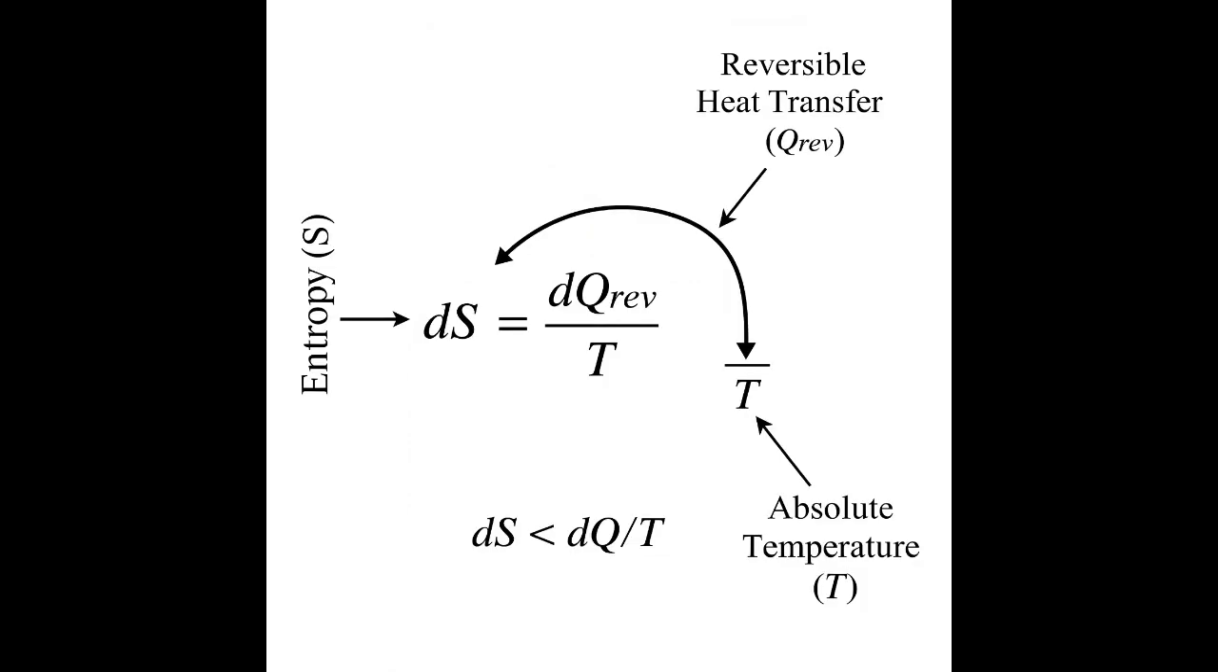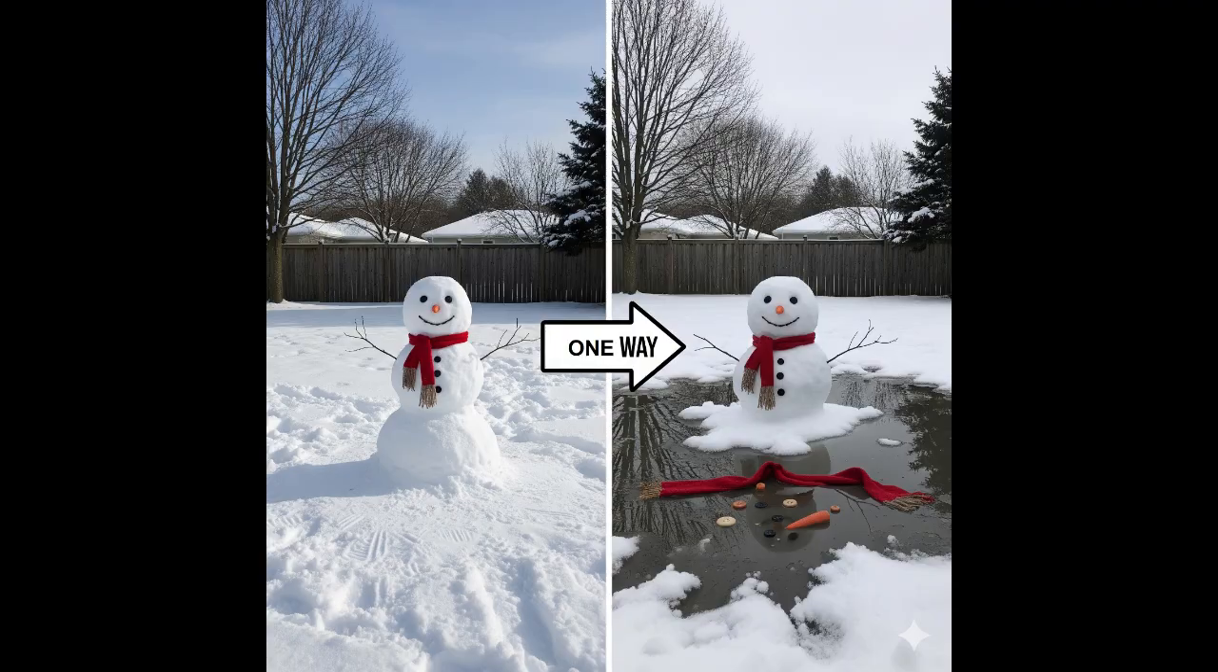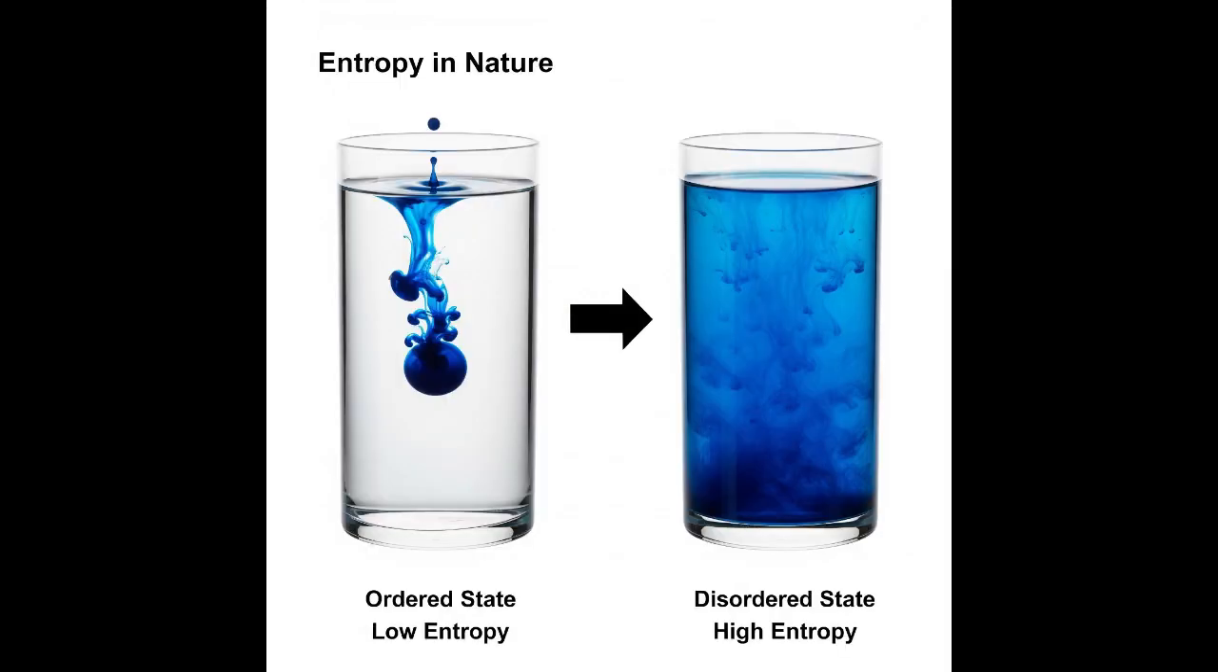But what is entropy intuitively? While its mathematical definition relates to reversible heat transfer, a more conceptual understanding is that entropy is a measure of the disorder, randomness, or dispersal of energy within a system.